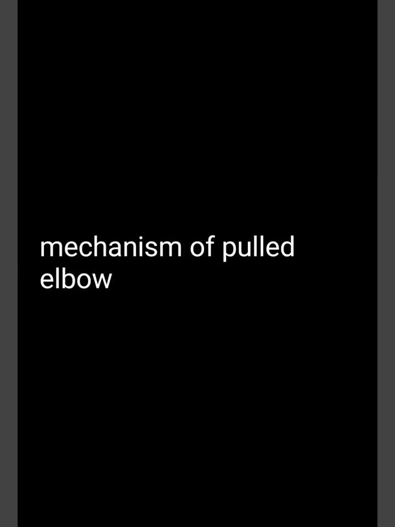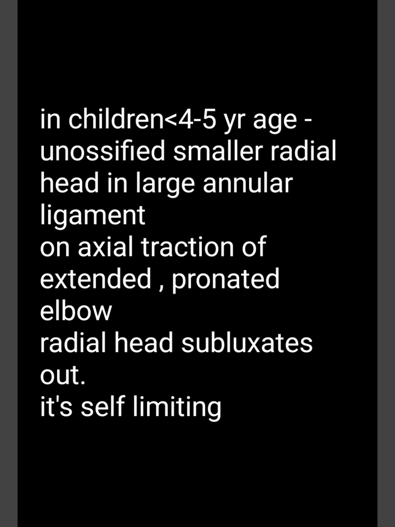Mechanism of pulled elbow: in children less than 4 to 5 years of age, unossified smaller radial head and large annular ligament. On axial traction of extended, pronated elbow, radial head subluxates out. It's self-limiting.